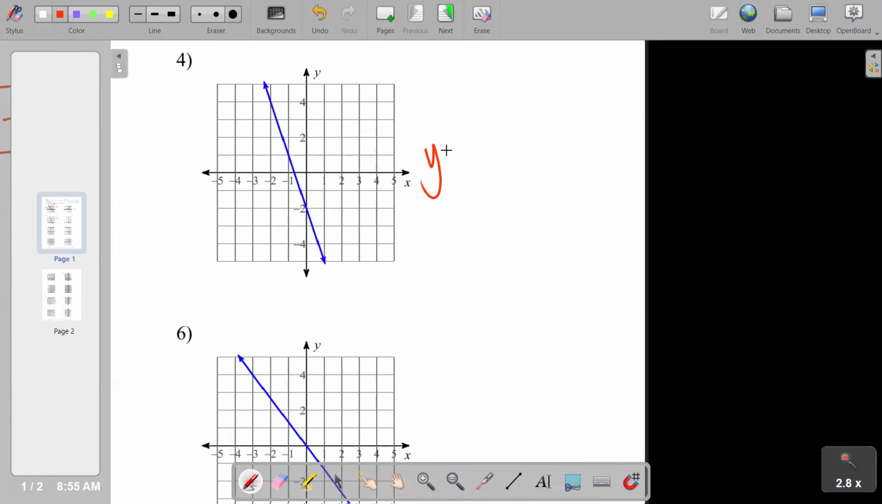y equals, I need the slope. Slope is a big deal. So I'm going to find lattice points. I see 4 of them. Between any two of those lattice points, what's the slope?